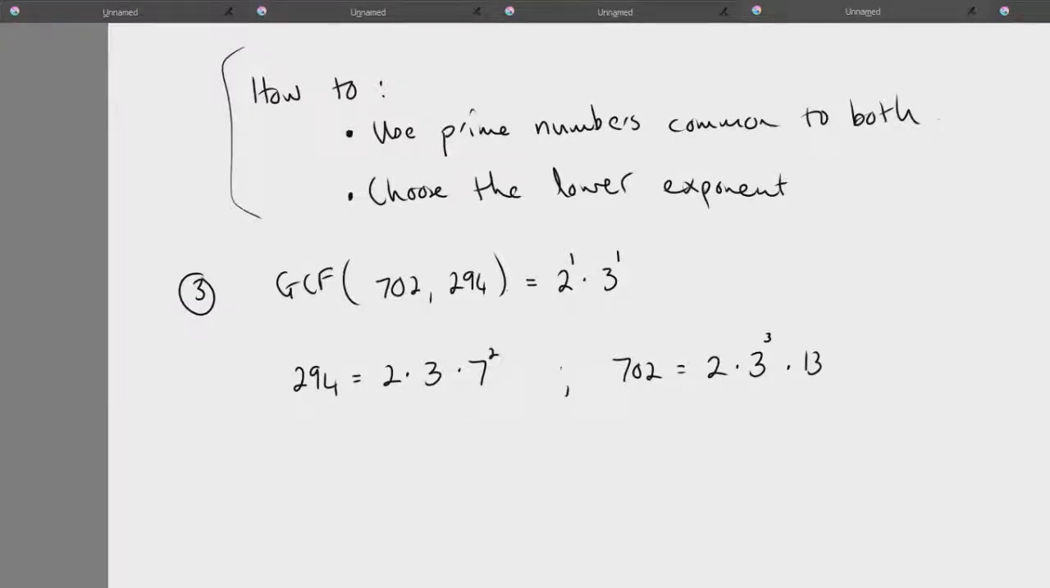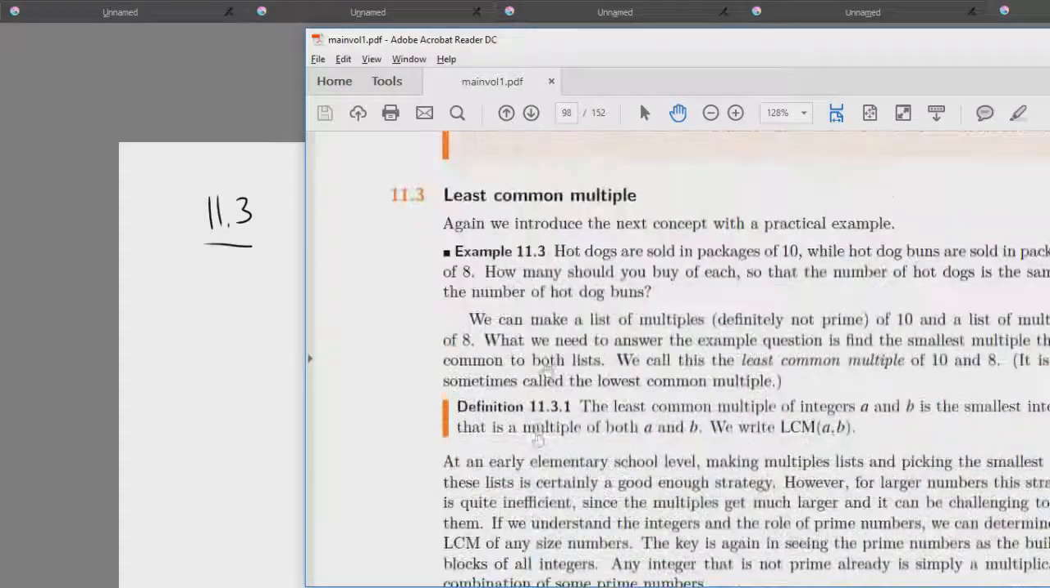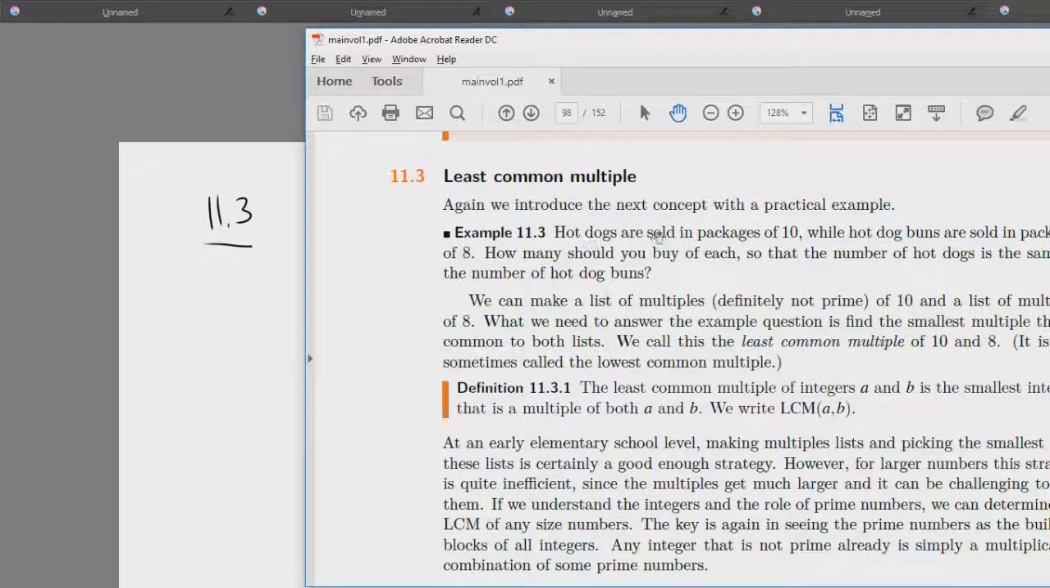All right, last section, very similar to this one, 11.3 is called the least common multiple. And we're going to do that by way of an example as well. Hot dogs are sold in packages of 10, while hot dog buns are sold in packages of 8. Now I'm hungry. Anyway, how many should you buy of each so that the number of hot dogs is the same as the number of hot dog buns?